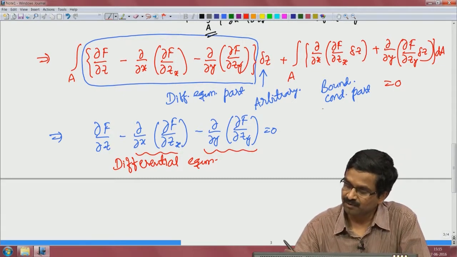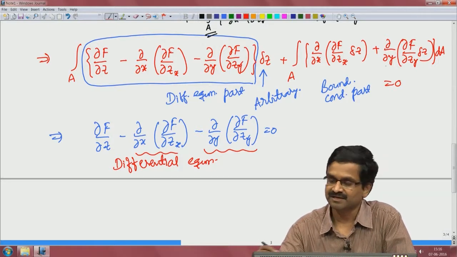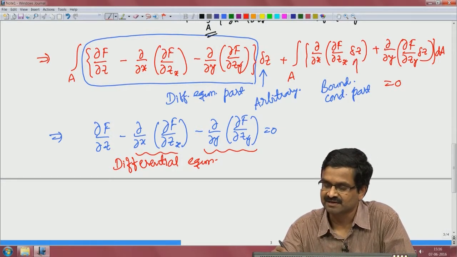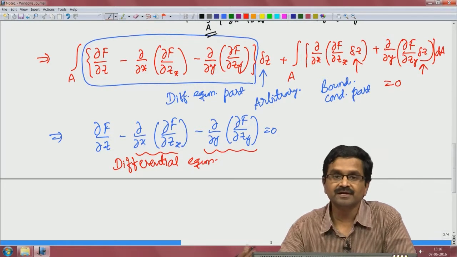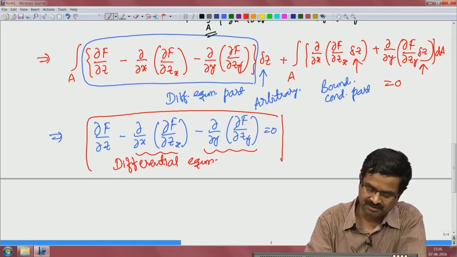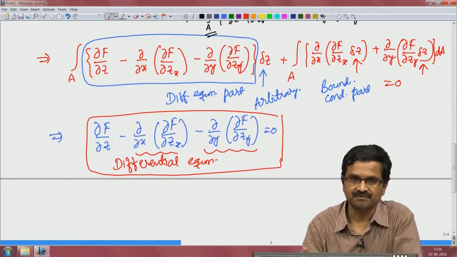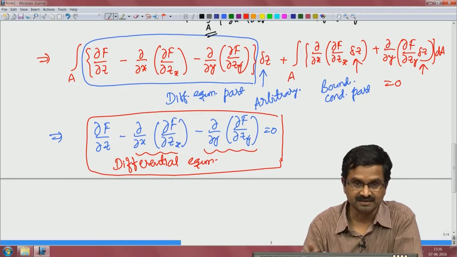Okay. The boundary condition part is a little tricky, because there is no delta z jutting out here, it is inside. To get it outside, we use Green's theorem. The differential equation part, the Euler-Lagrange equation, should be clear to you. Whatever was total derivative becomes partial derivative, that is all. Okay. There is nothing different here.